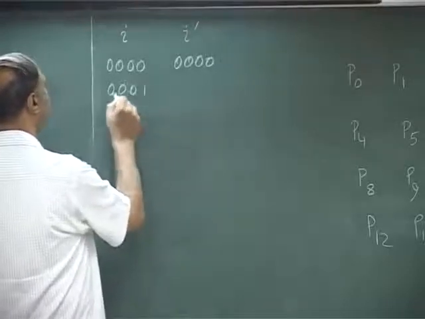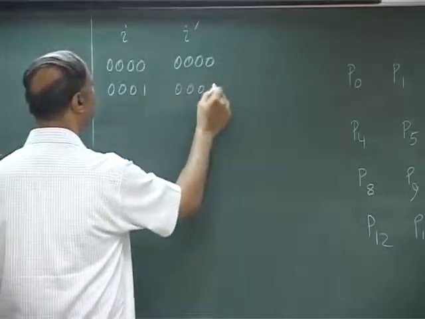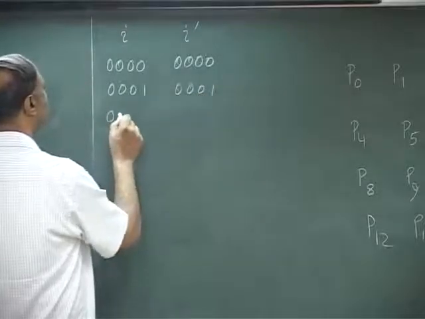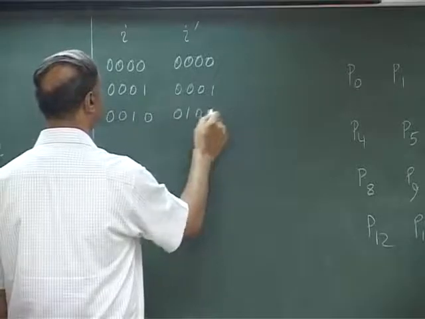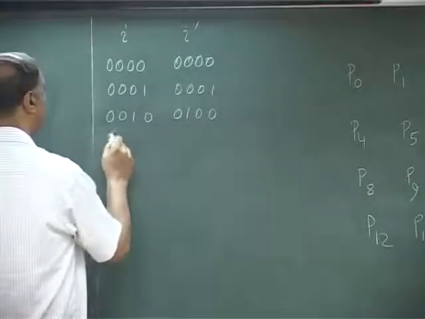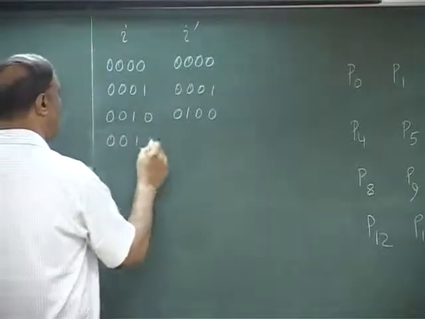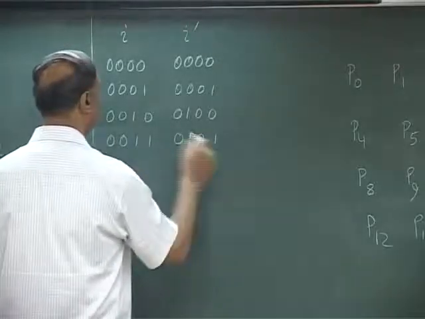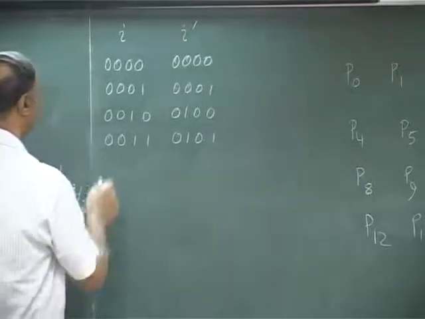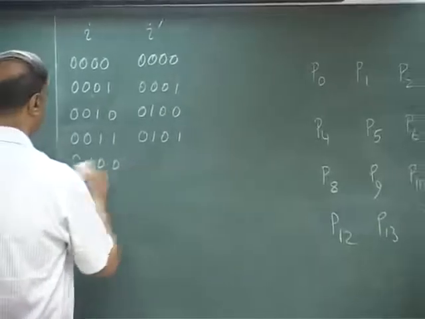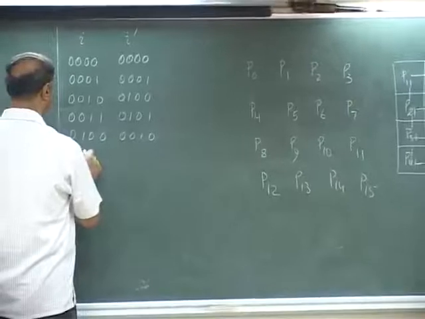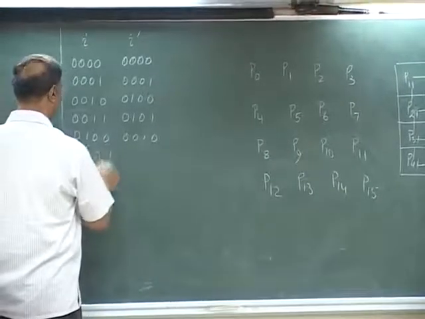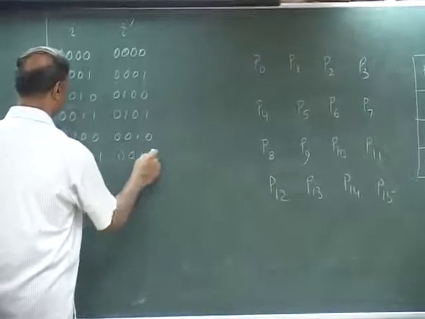And this will come here, so it will give you 0, 0, 0, 1. Then you have 0, 0, 1, 0. This will be 0, 1, 0, 0. Then you have 0, 0, 1, 1. This will be 0, 1, 0, 1. The next one is you have 0, 1, 0, 0. This will be 0, 0, 1, 0. You have 0, 1, 0, 1, which is 0, 0, 1, 1.